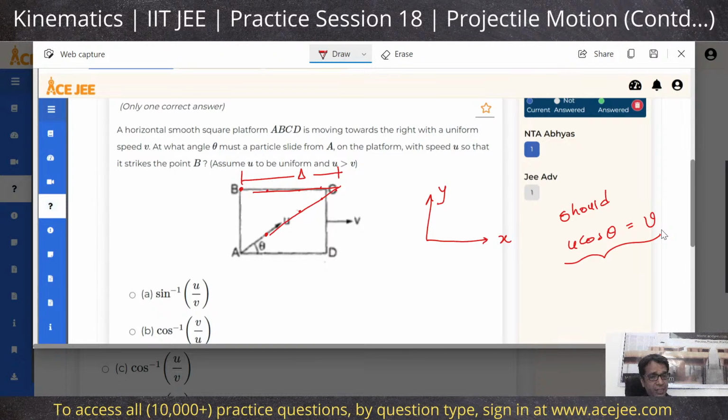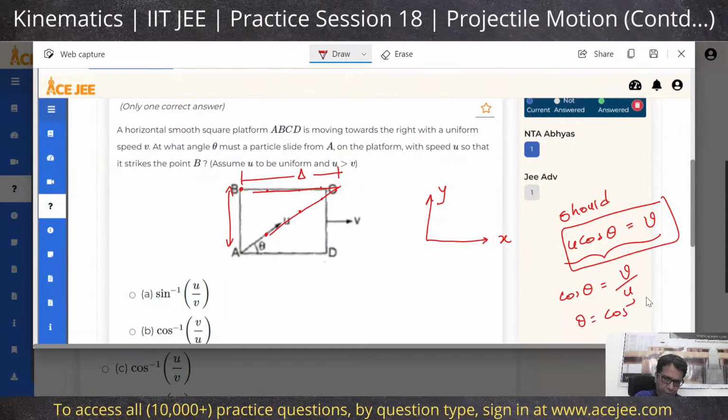Now they could have asked us, in fact, if they gave some other information, they could have asked us to figure out this dimension. If they meet after a certain time t, then what is the size of the platform? We could have done that as well. But anyway, here u cos theta is equal to v. That means cos theta is v by u, or theta is cos inverse v by u. Yes, sir. Okay, good.